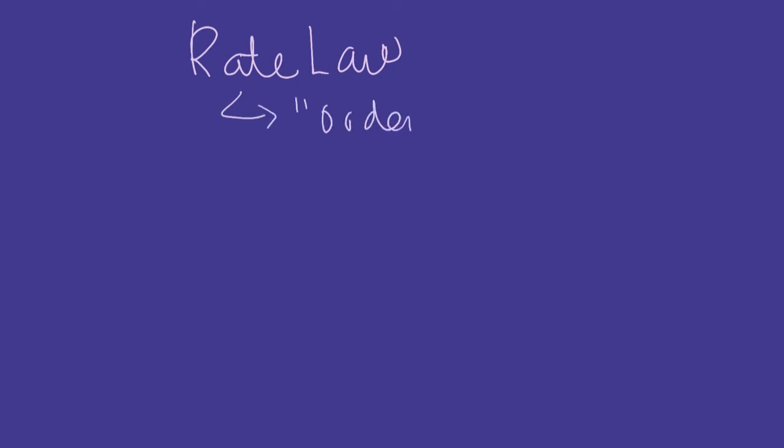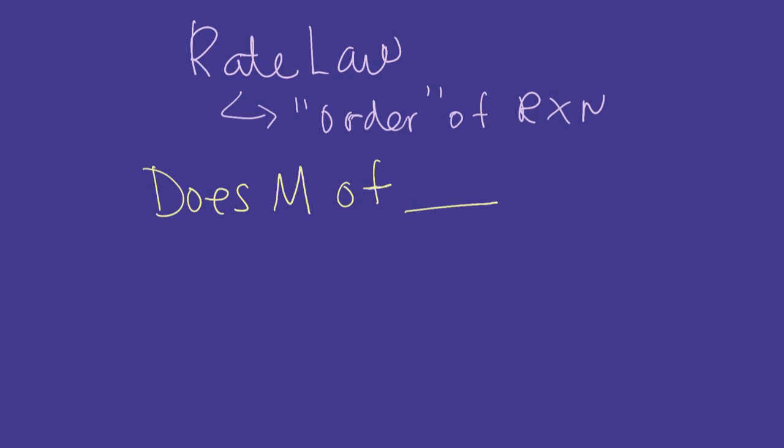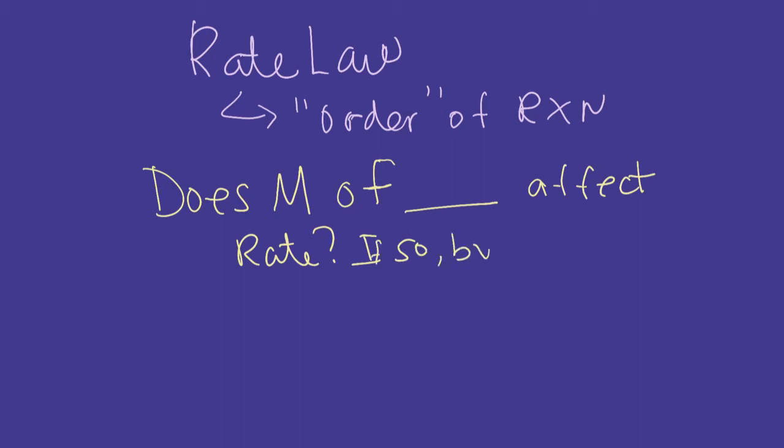All right, there we go, we have a cleared screen. What rate law means: rate law deals with what we call order of reactions. And this basically is a really strange and kind of fancy way of asking this question: does the molarity of some chemical, in this case we only have one chemical because it's a decomposition reaction, but let's say you have more than one reactant, does the molarity of whatever reactant affect the rate? And if so, by how much?